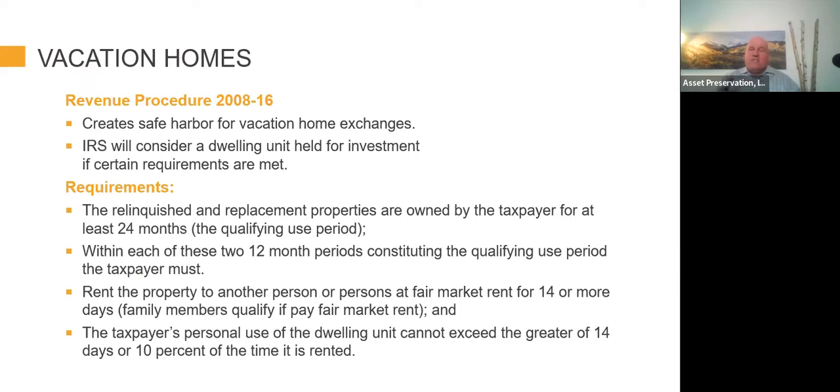But the next slide talks about a real important concept, particularly here in Colorado. We have so much in the way of recreational properties, whether it's at ski resorts or a ranch or farm or even a hunting destination. A vacation home that has never been rented, has zero rental income, cannot be exchanged. So you've got to rent the property out and have rental income. A second home does not qualify for an exchange.